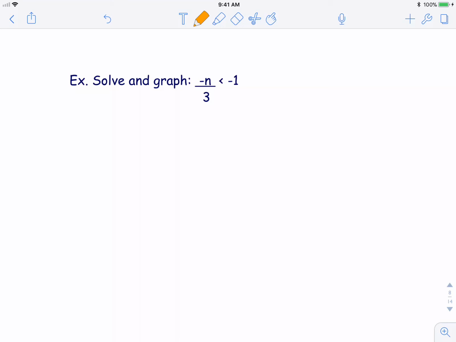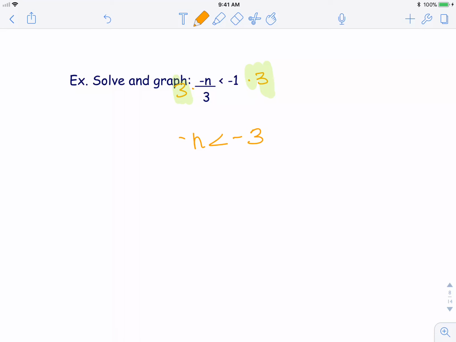This next example has 2 steps to solve it. So right now I am dividing by 3. So the opposite of dividing by 3 is multiplying by 3 on both sides. Notice, I multiplied both sides by a positive, so I do not need to flip the inequality sign. This results in something that's left of negative n is less than negative 3.